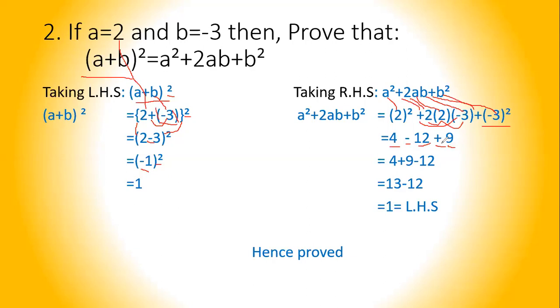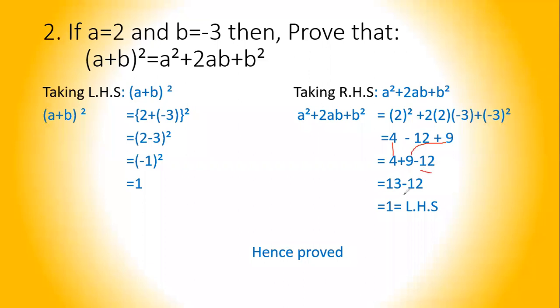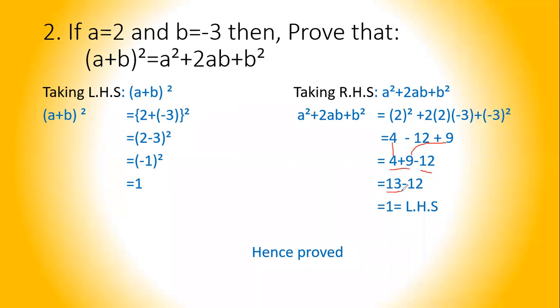Now how can we solve it? We can copy the plus terms here: 4 plus 9, then minus 12. What we have done in this step is write 4 plus 9 and then minus 12 here, right? Now 4 plus 9 is 13 and 13 minus 12 gives you the answer 1. Now you can see that 1 is equal to the left hand side, and hence it is proved that left hand side is equal to right hand side.